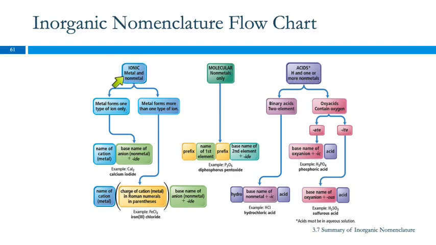Ionic compounds, we've got a metal and a nonmetal. Molecular compounds, only nonmetals, and what we've learned how to name is just 2 nonmetals. And then acids, where we have hydrogen and some other things. They're all going to be nonmetals.